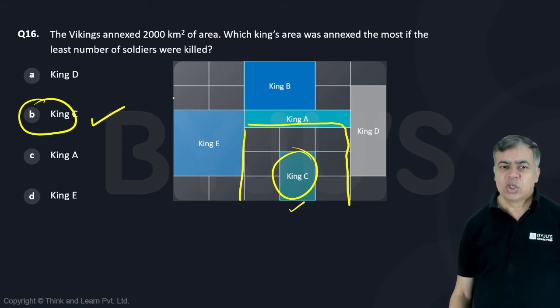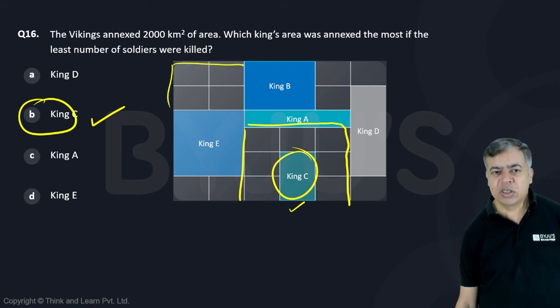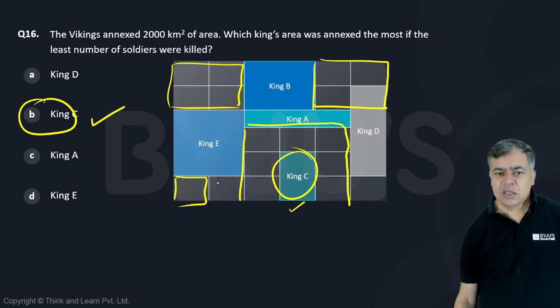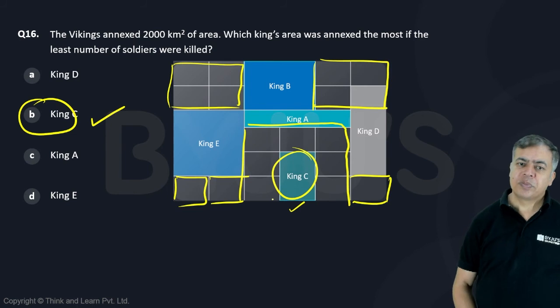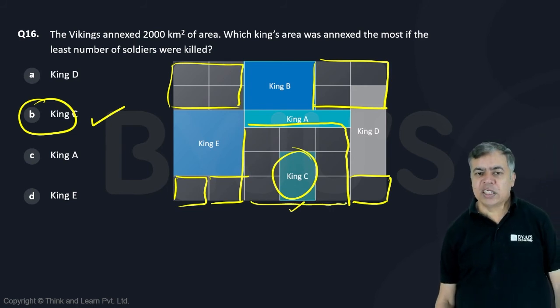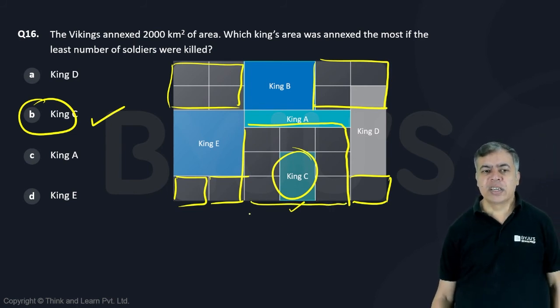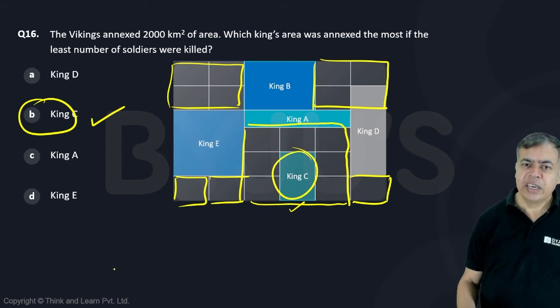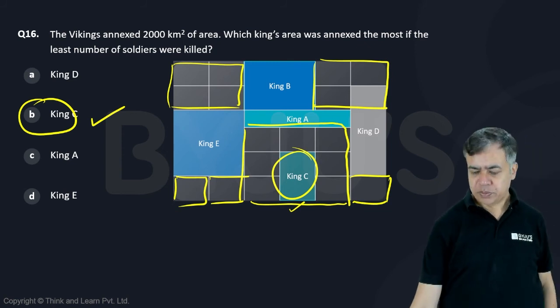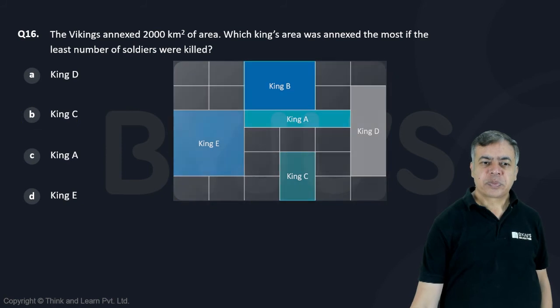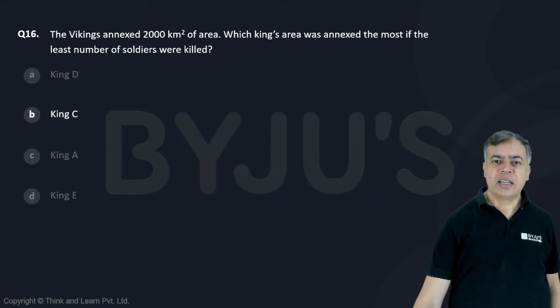Okay, so you will be annexing this only. So this part, this part, this part, this part and this part, right? So in this particular 3 by 3 square, King C will be gone. Okay, King D, only one square will go. So yes, King C is the correct answer.